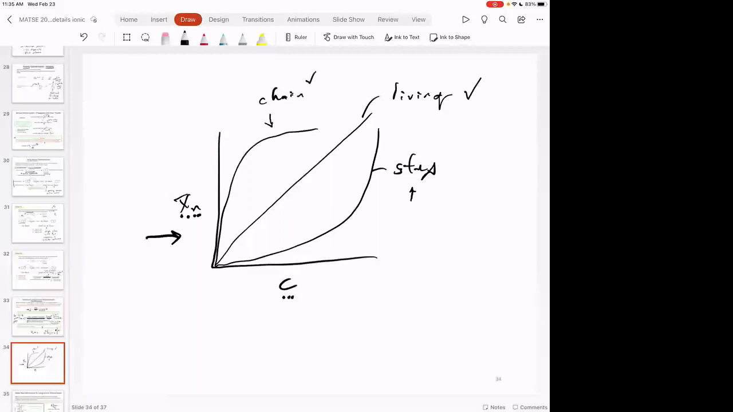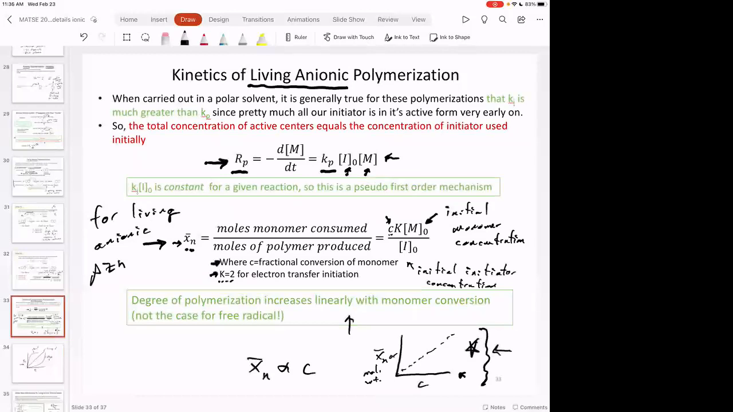Hold on. Living anionic polymerization. There is no such thing as living radicalization. Yeah, living anionic polymerization. You got it. Go ahead. What will K be equal to for living anionic polymerization?